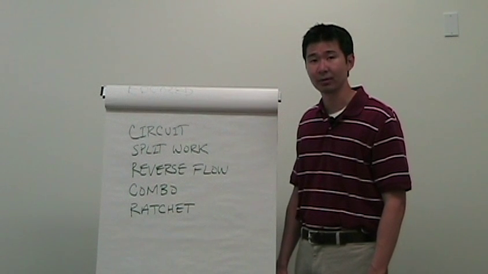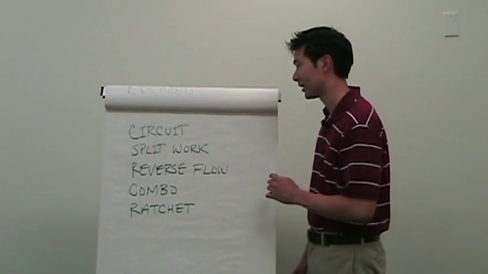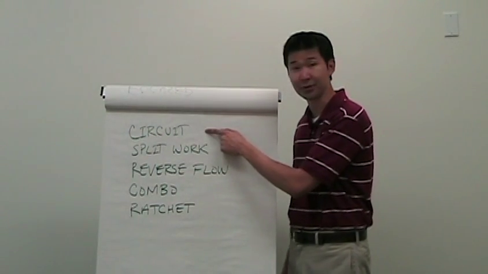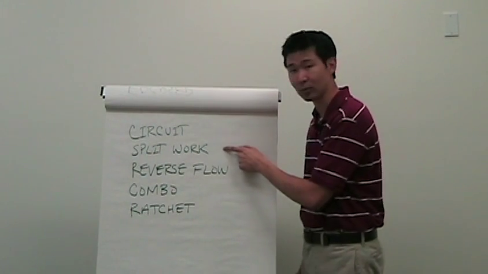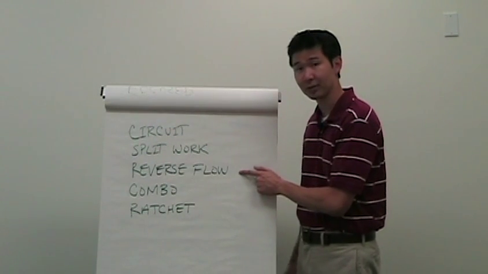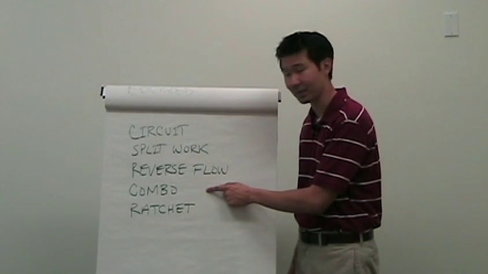So there are many ways you can arrange your cell, but these are the 5 most common types. First of all is the all too familiar circuit. Then you can do the split work type. You can use reverse flow. There's the combination of the above.